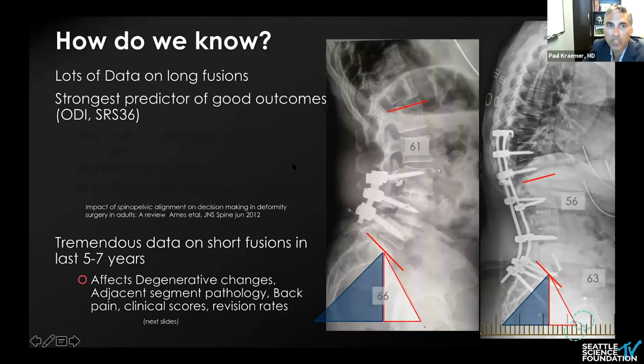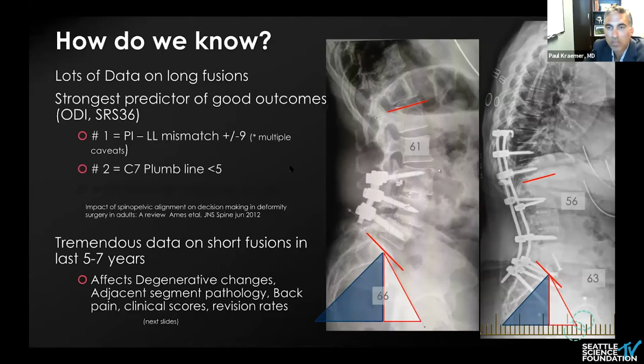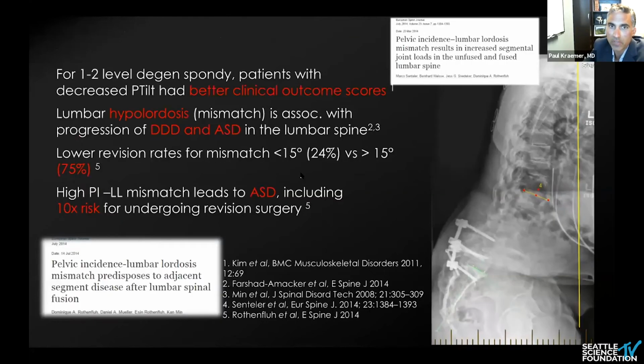So how do we know these things? We know them based on a lot of data from the guys at the International Spine Study Group. Mismatch, plumb line, and pelvic tilt. I usually sort of think of 1/3 PI. We have more and more data in the last 5 to 7 years, and these are sort of the ones that we hang our hat on. We talked about these a couple days ago. The Rothenfluth study for sure. Min I referenced a little bit earlier.